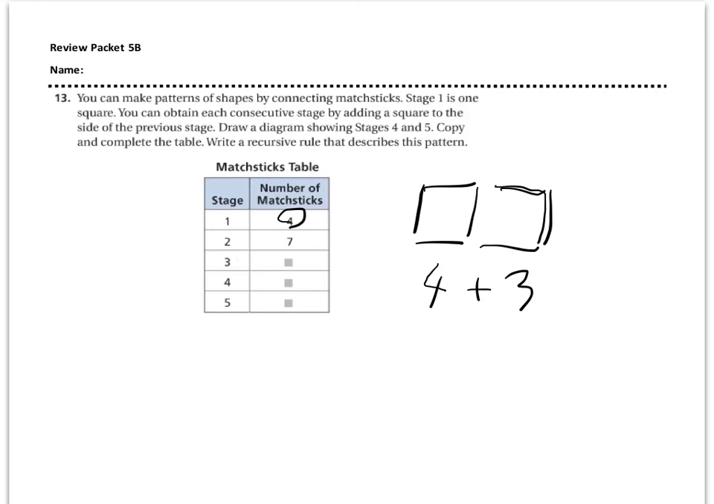And then for stage 3, you're going to add 1 more here. So what will this number be, right? And then stage 4, stage 5, and at the end, complete the table first, and then write the recursive rule that describes these patterns. The recursive rule, one more time, is the pattern between consecutive outputs like that, right? So that's it.